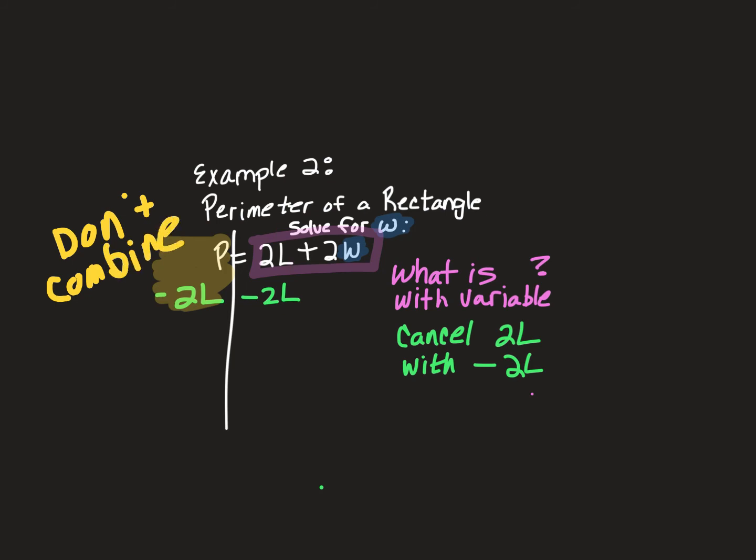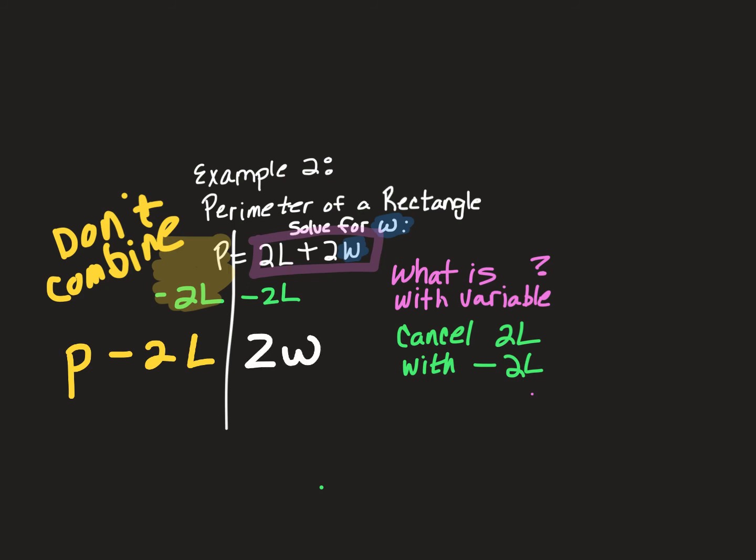I'm not going to combine the P and the minus 2L because they're not like terms. So you can't combine them. So what you're going to have to do is just leave them just like this. You'll do P minus 2L. You're just going to leave them as 2 separate terms. You can't combine a P and a 2L, so you're just going to have to leave them as 2 separate terms. And now that we've gotten rid of the 2L, I still need to bring down that 2W, right?